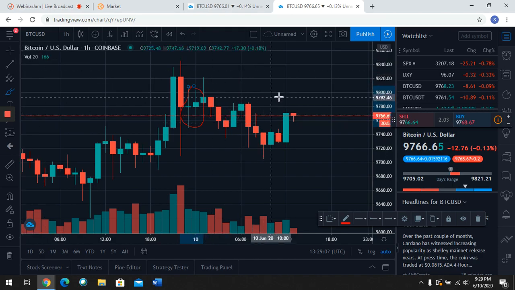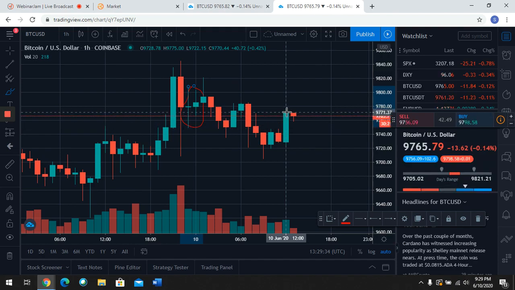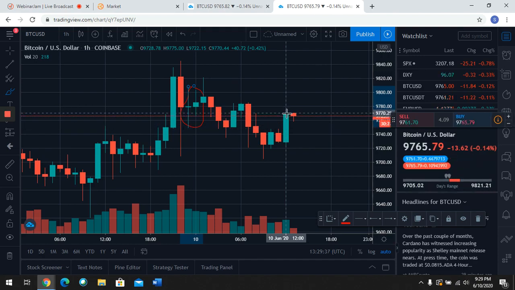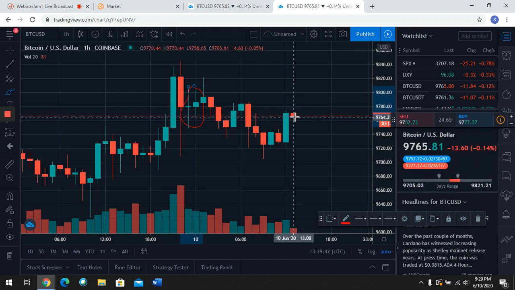Okay, so let's take, for example, what's happening now. Basically it opens at 9728, which is here. The lowest was at 9722, slightly just a low. You can see a small wick, just a small wick around here. Then it was able to go as high as 9775, and it closed at 9770, was unable to close higher. And now we see a downtrend movement happening at this current point of time.